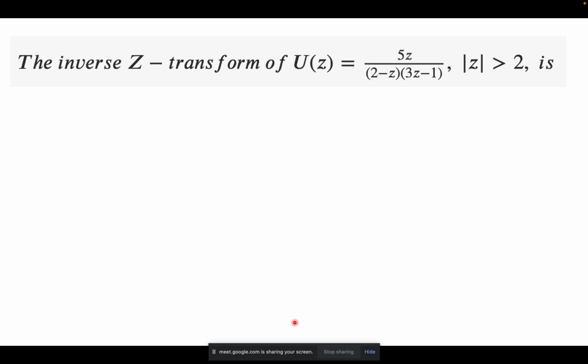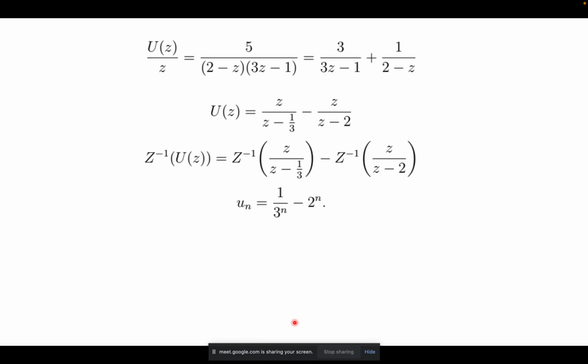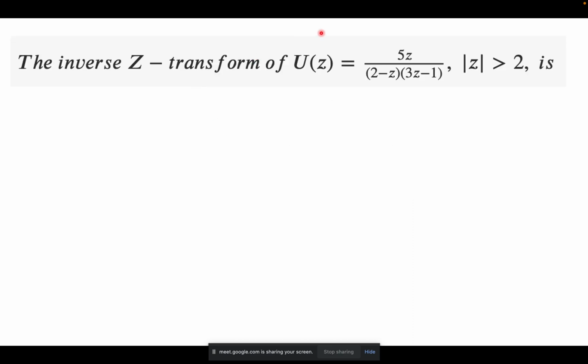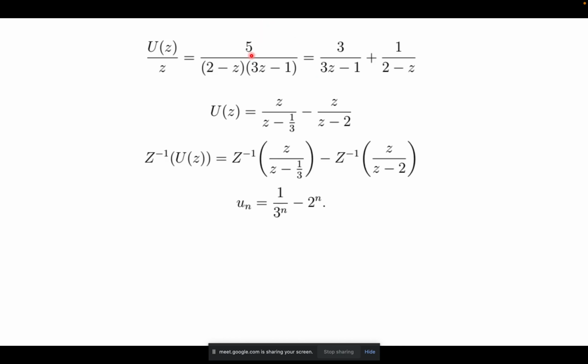So let's go through the solution. I know it's a really easy problem, but I will go through the solution. So what I can do here, I can bring this z down here, so I can write it as U of z by z equals 5 upon 2 minus z upon 3z minus 1, right? So I can now again use the partial fraction properties, and I can write it as U of z is equal to z upon z minus 1 by 3, and similarly I can write it as minus z upon z minus 2.